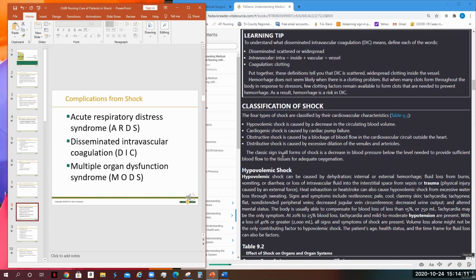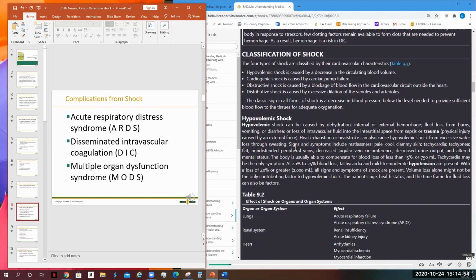Intravascular would be inside the vessel or vascular. Coagulation means clotting. Put together, these definitions tell you that DIC is scattered, widespread clotting inside the vessel. Hemorrhage does not seem likely when there is a clotting problem, but when many clots form throughout the body in response to stressors, few clotting factors remain available to form clots that are needed to prevent hemorrhage. As a result, hemorrhage is a risk in DIC.